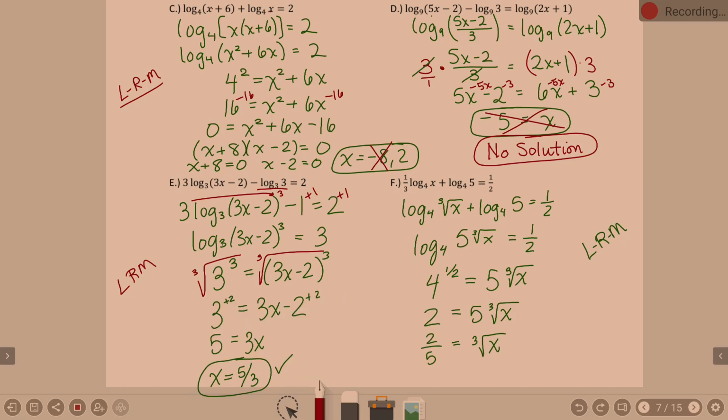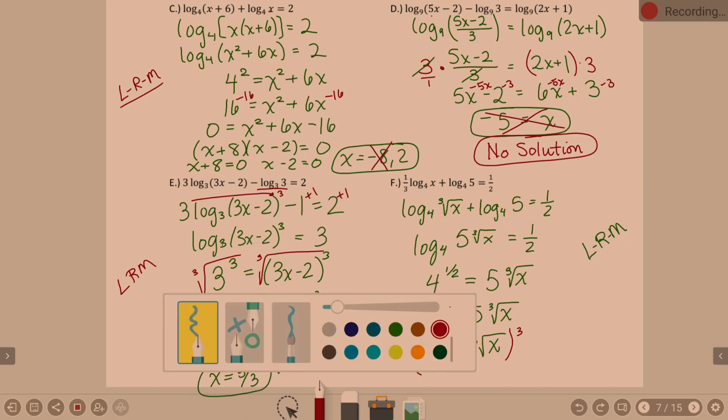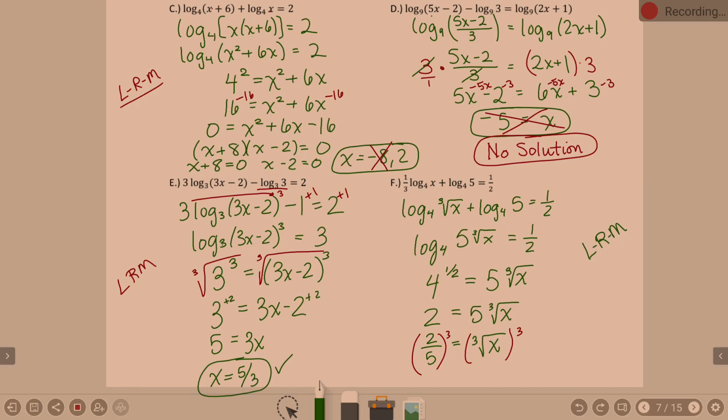How do we get rid of a cube root? Cube it. So 2 times 2 times 2, what's 2 to the 3rd? 8. Over what's 5 to the 3rd? 125. So 8 over 125. Yeah, that would work. And then the only place you plug it in is for x. So it works. I'll take it.